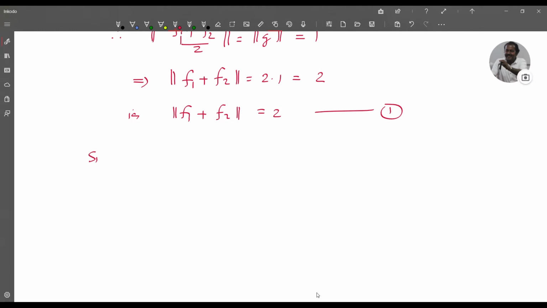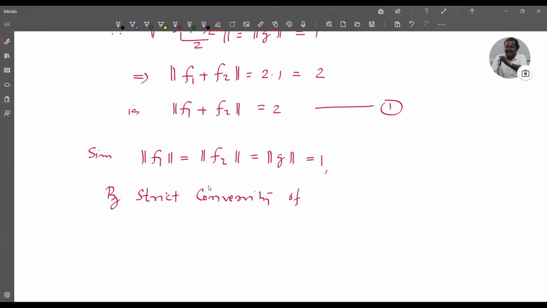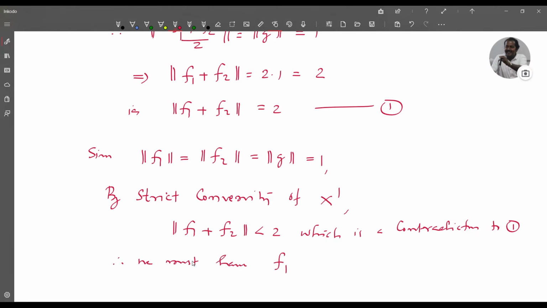Now since norm F1 equals norm F2 equals norm G, that is equal to 1, by strict convexity of X dual, we have norm of F1 plus F2 is less than 2, because norm F1 and norm F2 equal 1, and by definition of strict convexity, which is a contradiction to equation 1. Therefore, we must have F1 equal to F2. That is, the Hahn-Banach extension of G to X is unique. So this proves one part.